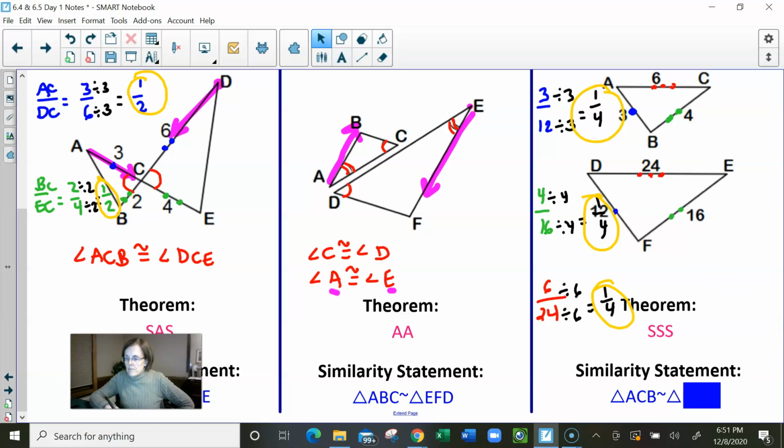And then finally, how can I write my similarity statement? So let's quickly look at this. If my first one is A to C, I'm going along the red one. So I would want to go from D to E, because these haven't been rotated. So it's just been enlarged and slid down. So that would be D, E, F. Very good. All right, so those are all of the examples.